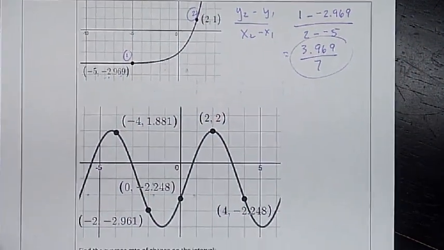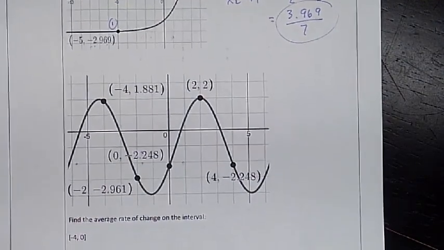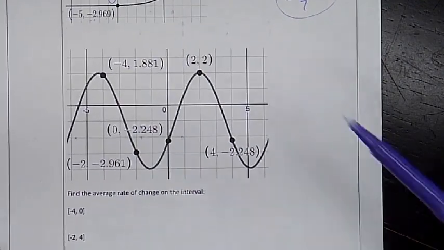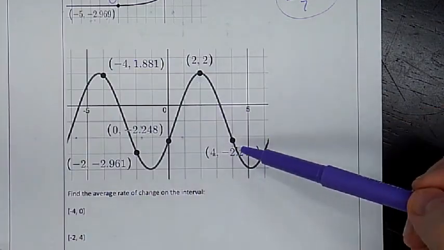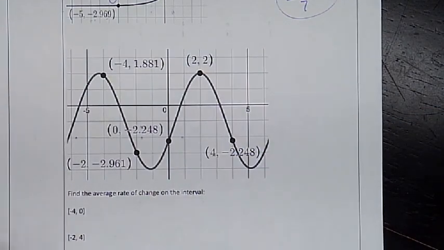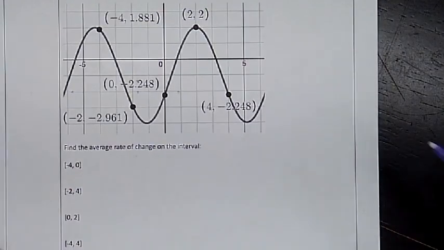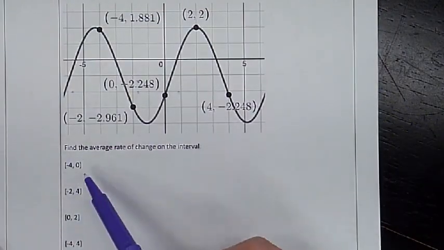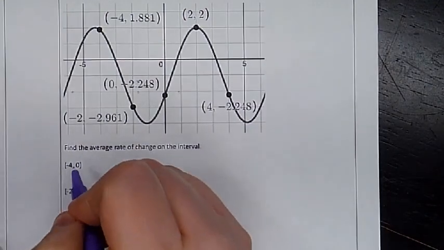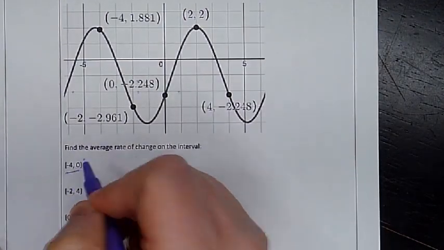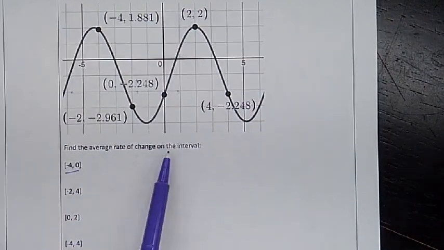Now, in this last example, what we're going to notice is there are a lot of points on the graph. So just looking at the graph, it may not be clear what it is that you're being asked to do because there are multiple points. But there are directions beneath that say find the average rate of change on the interval. Now, something I want to point out, and I want to be very clear, is that this is an interval. This is not a point.